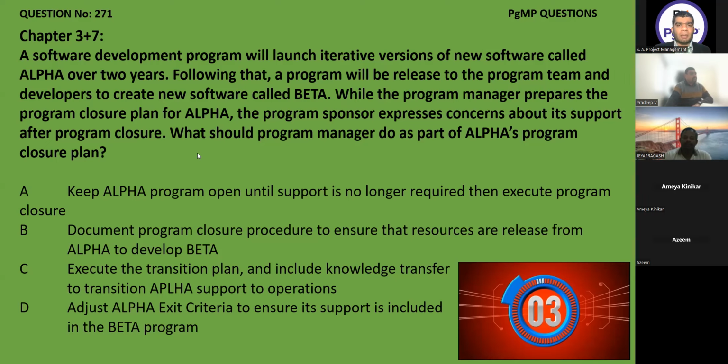A software development program will launch iterative versions of new software called alpha over 2 years. Following that, a program will be released to the program team and developers to create new software called beta. While the program manager prepares the closure plan for alpha, the sponsor expresses concerns about the support after the program closure. What should the program manager do as part of alpha's program closure plan? A. Who gave option A? Please unmute whoever gives A. Keep alpha program open until support is no longer required, then execute the program closure. Somebody gave A.